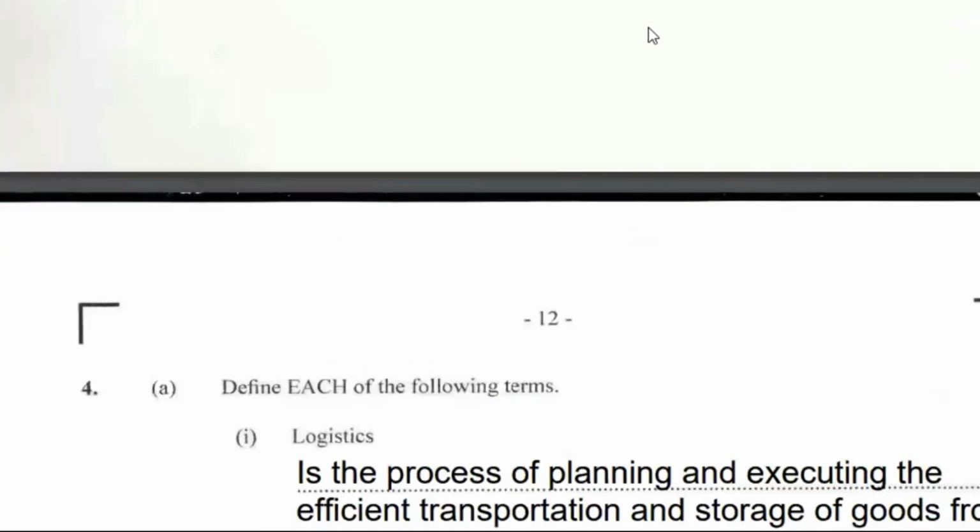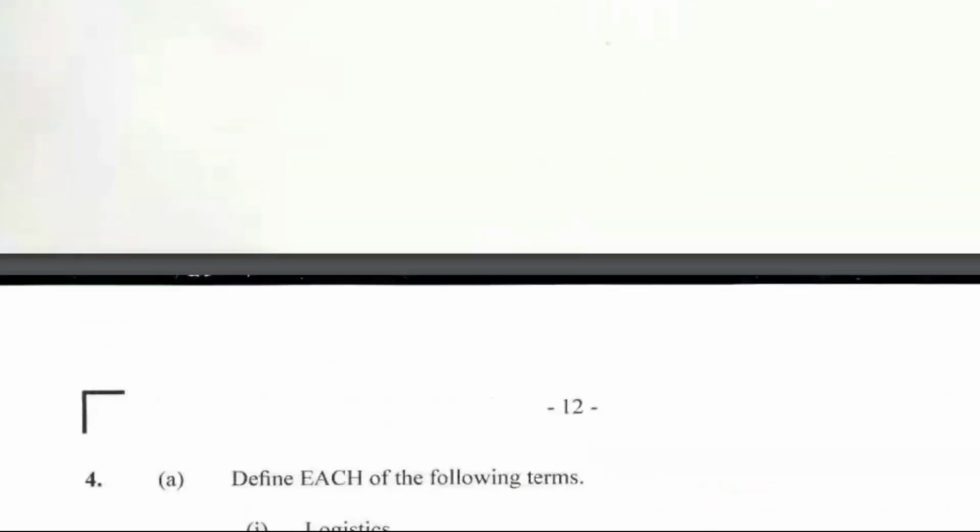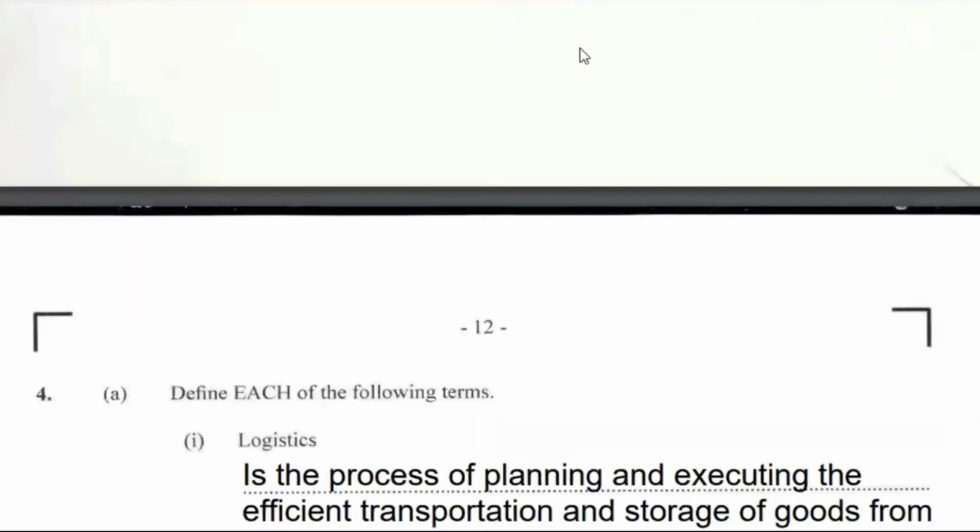So today, I know you have been waiting for question 4 of the January 2022 paper 2 past paper for Principles of Business. And here we are. All right, so let's have a look at the first question, 4A. 4A says, define each of the following terms. So the first term you are to define is logistics. Anybody remember what logistics is? Take a few seconds to think about it.